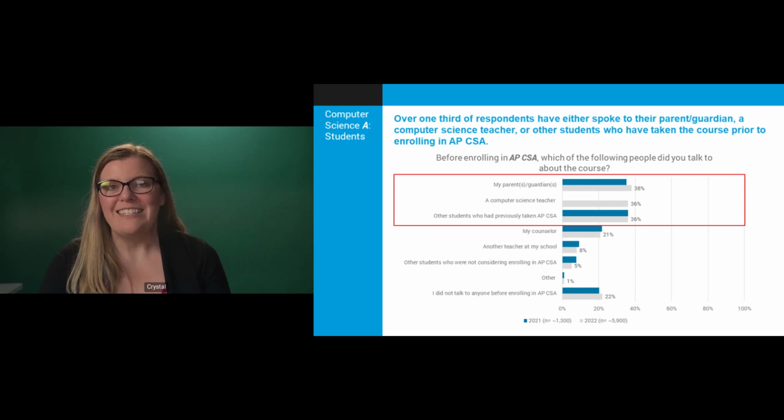So what we did tonight was we invited parents and guardians to this session so that they could know more about AP Computer Science A and have those great conversations with their students so that they can make that decision together. As your representative for a computer science teacher, you have me. I am a former AP Computer Science A teacher. I taught this course for 17 years at the high school level before coming to the College Board to work on AP Computer Science.